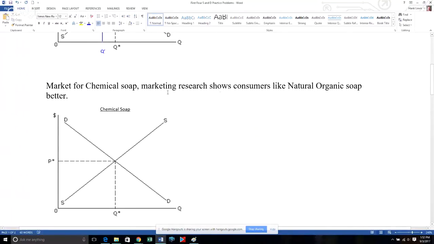Now, it says here, marketing research. That's talking to people that buy. In other words, talking to consumers. It shows that consumers, big dead giveaway, like natural organic soap better. This is not the market for natural organic soap. This is the market for chemical soap. And this is the product people don't like as much. Now, people liking or not liking something, that is definitely a demand issue.